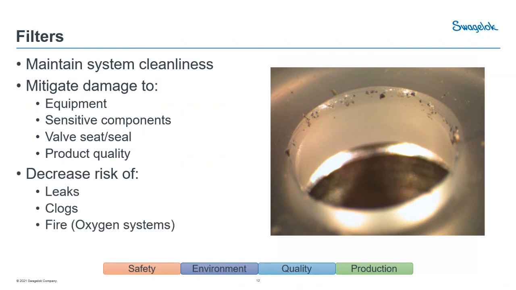Filters also provide system protection by decreasing the risk of leaks, like we talked about in that picture, across valve seats and regulator seats. They can prevent clogs, and that's especially true in areas with reduced orifices. And then even in fire, especially true for oxygen systems. And then we'll have a resource available at the end that you can read more about protecting or decreasing the risk of fire in your system, especially in an oxygen system. So, things to keep in mind there.